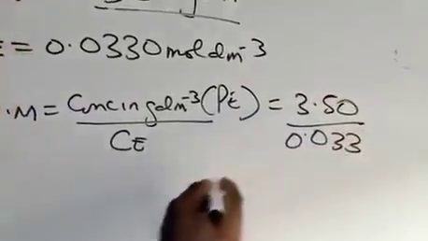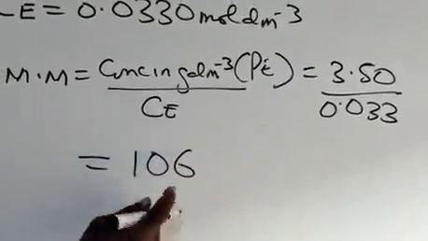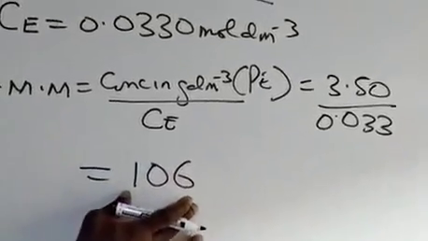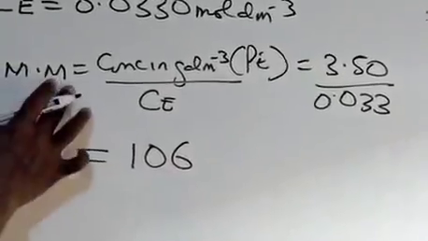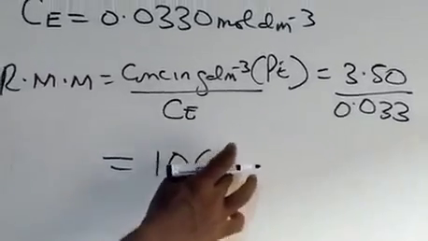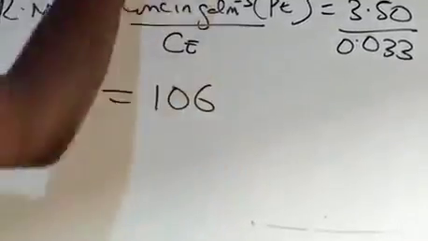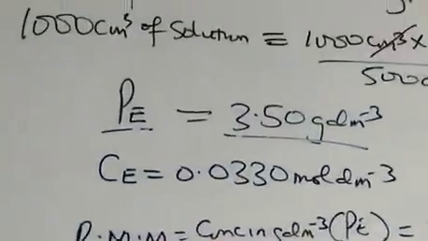So when we solve this, we're going to get 106 gram per mole. This is the molar mass. But since we are asked to find the relative molecular mass, it has no unit. So leave the answer as 106 without any unit on it. So that's the answer to this question. Take a minute to go through this work as we go to the next question.